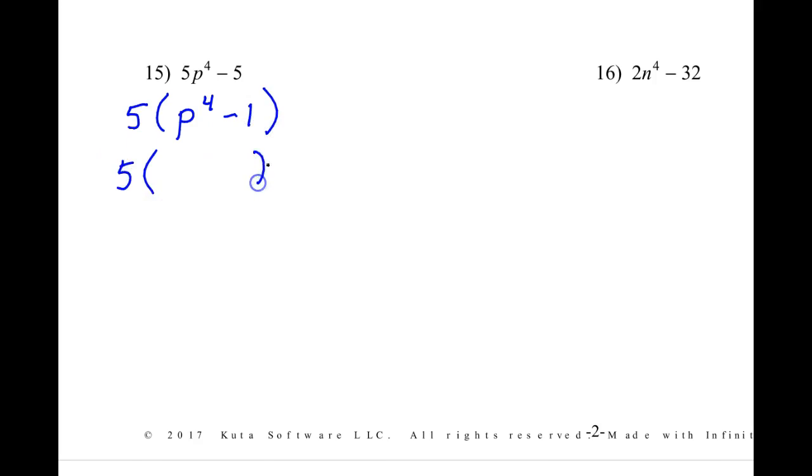Now, what would p to the fourth minus 1 equal? Remember, like the one above, to get p to the fourth, we have p to the second, p to the second. And to get negative 1, you have to have positive 1 and negative 1. Now, can either of those be factored more?